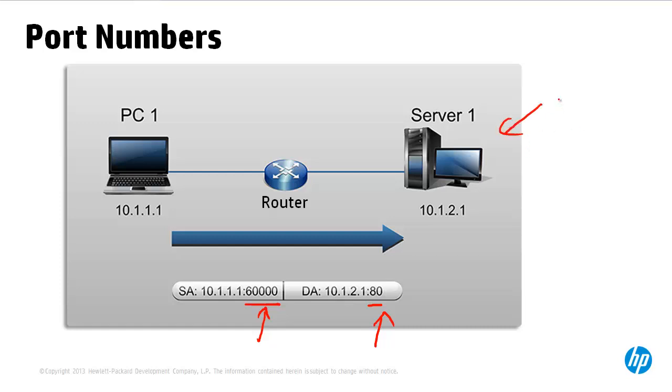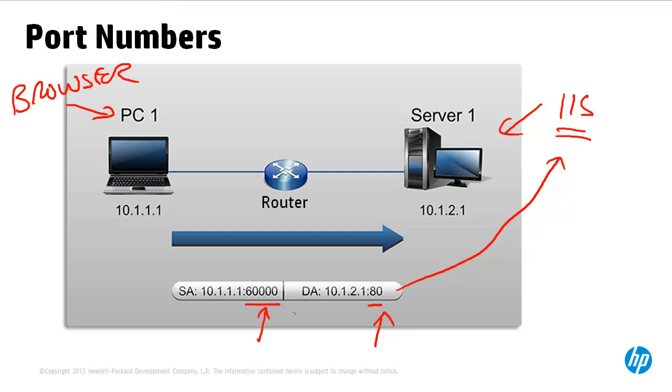This server may be running an application such as IIS or Apache, which serves up web pages on the server. The PC would be using a web browser, something like Firefox or Chrome. This server application is listening on port 80, so the well-known port number 80 is mapped to the application. When traffic is received by the server, it's pushed to the application listening on that port number. In this case, IIS or Apache. Your web browser is listening on port 60,000. That's the dynamic port number that was chosen by the PC when initiating the session to the server.